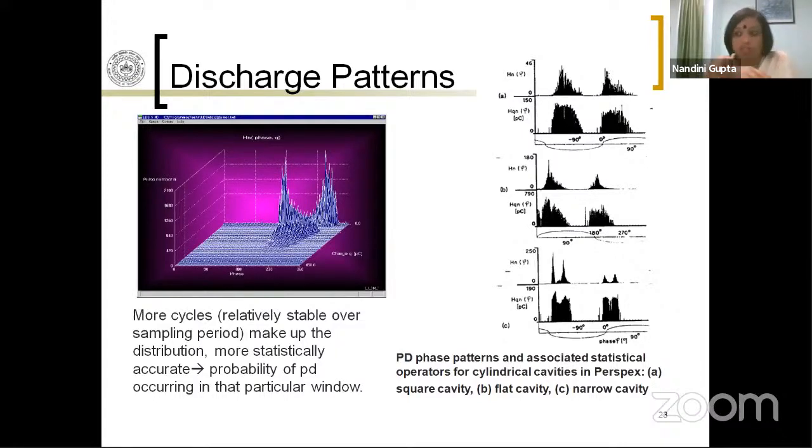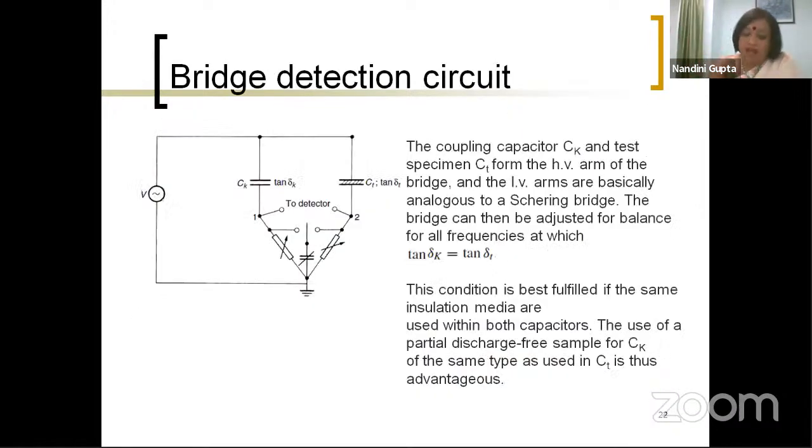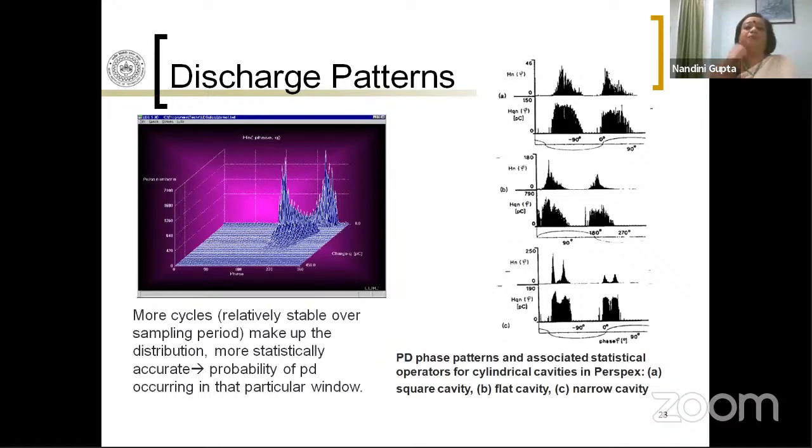We can acquire large quantities of data. In fact, I know that many students who work with PD have at their disposal a large quantity of data, and then they do not know what to do with it. So PD analysis is what is very challenging. How do you make sense of the data?